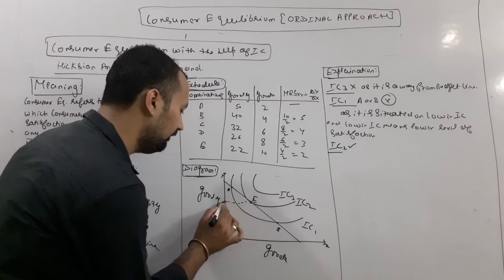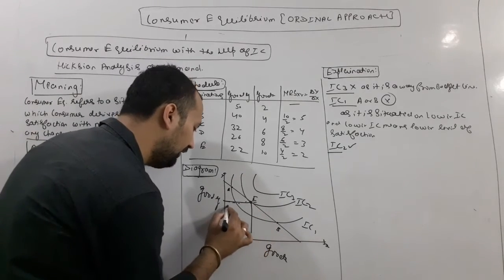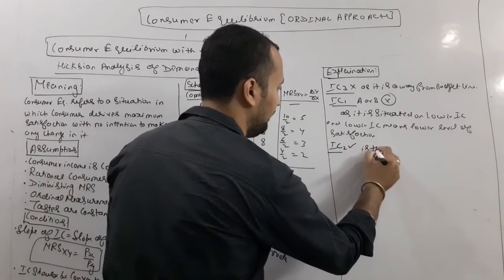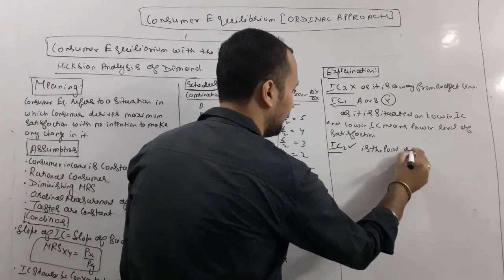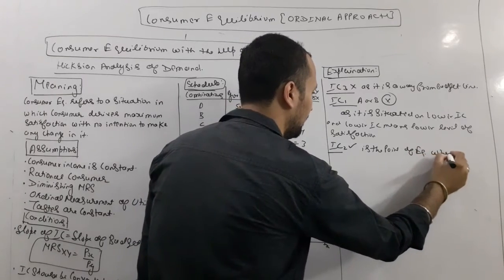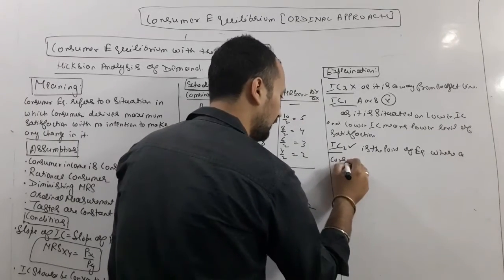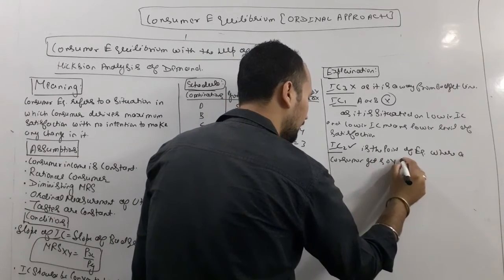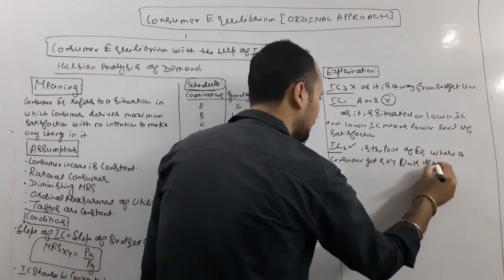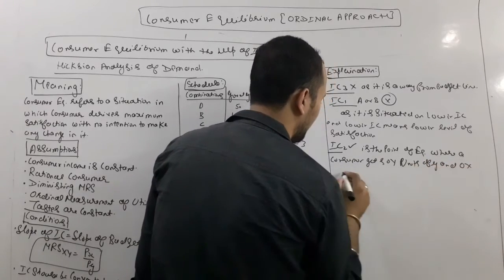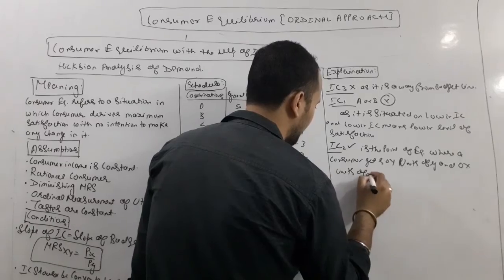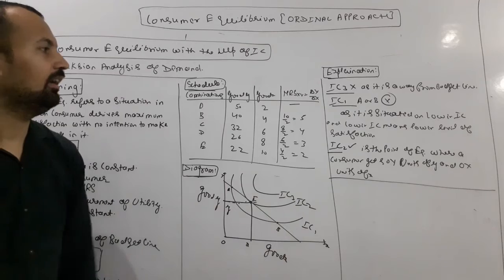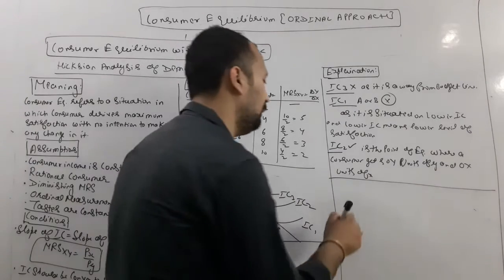So this point shows the situation of equilibrium. It means IC2 is the point of equilibrium where a consumer gets OY units of Y and OX units of X. This is the situation of equilibrium. Is it clear?